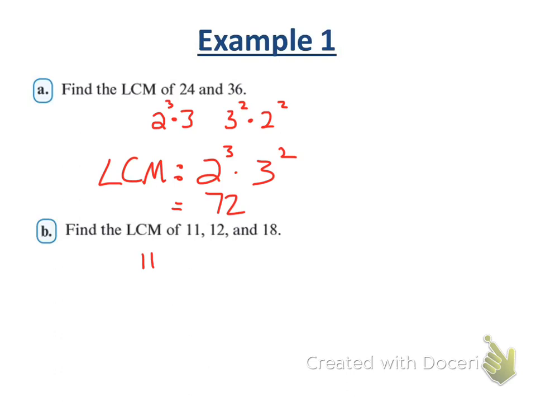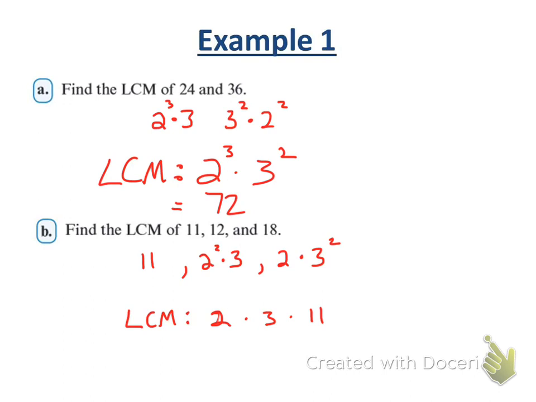12 is 2 squared times 3. And 18 is 2 times 3 squared. Right? So my LCM has to have what numbers as factors? 2, 3, and 11.